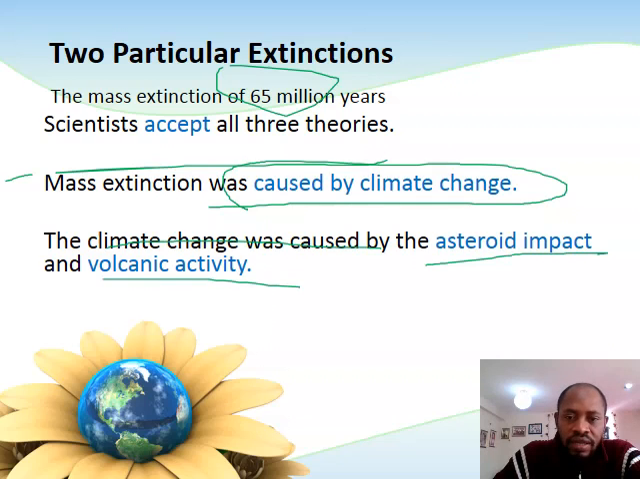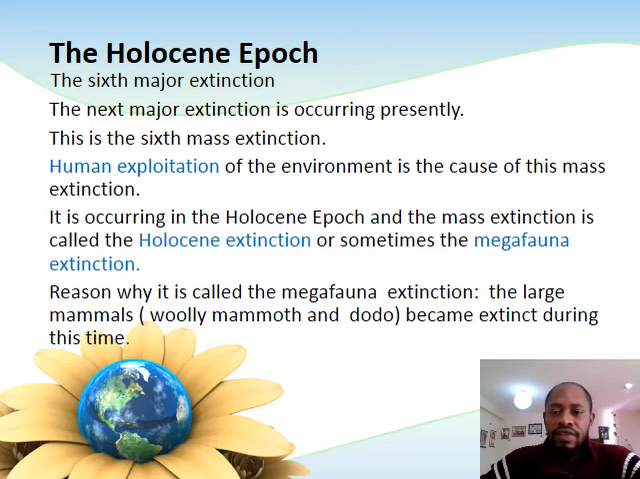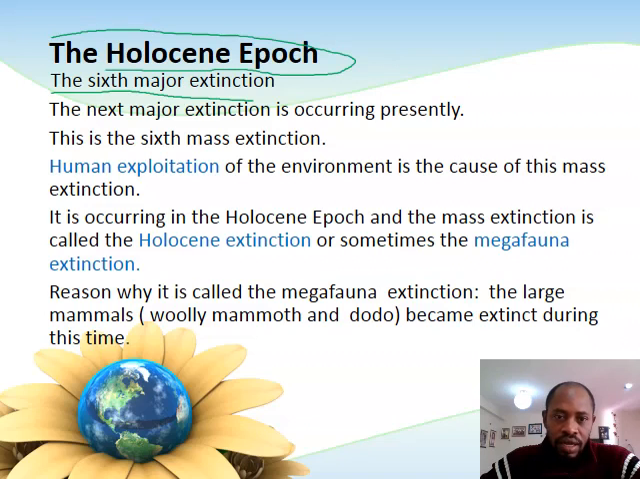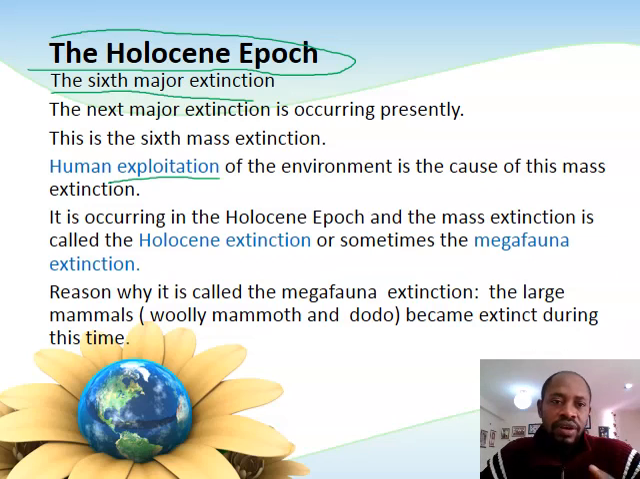Now we've dealt with the 5 major mass extinctions, which were natural extinctions. The 6th major extinction is occurring in present times, the Holocene Epoch, and it is caused by humans. We are living in the 6th major extinction caused by us humans, by human activities. Activities that include overexploitation of the environment. We build roads, we burn a lot of fossil fuels, we mine a lot, we pollute the environment.